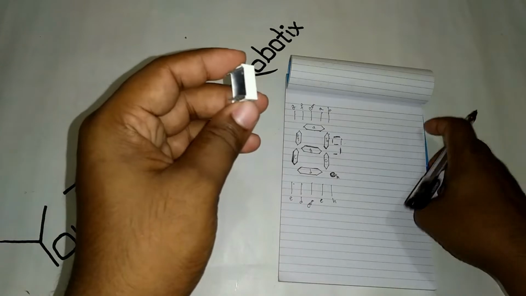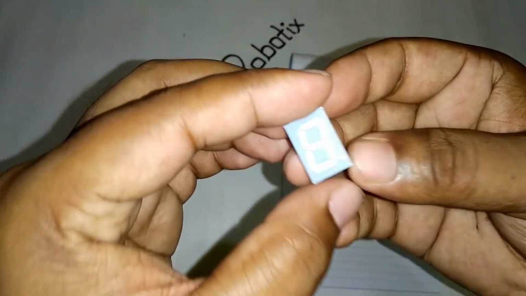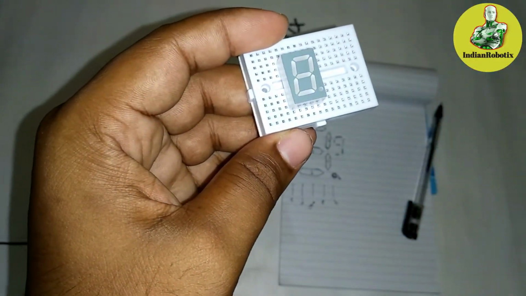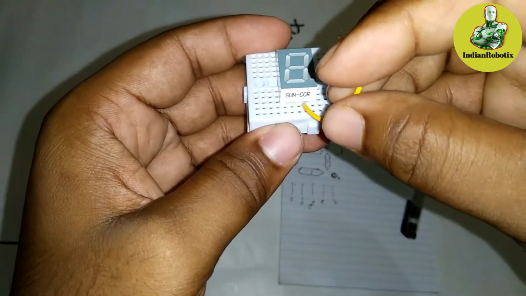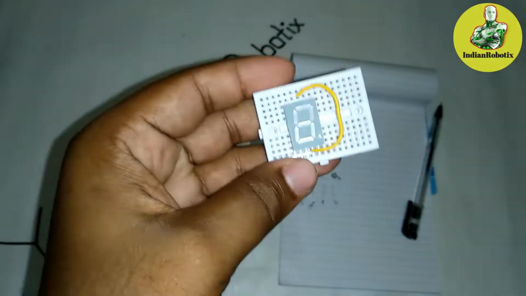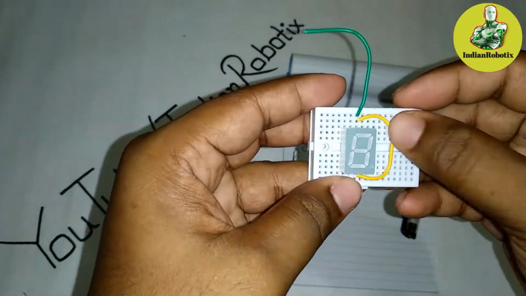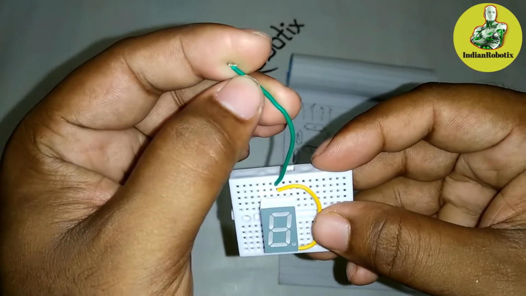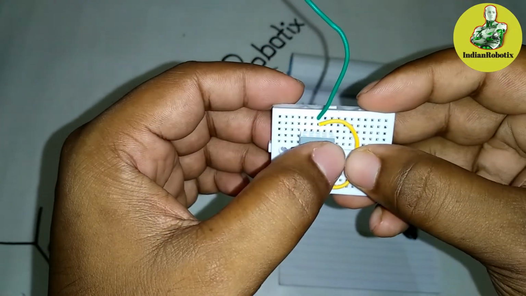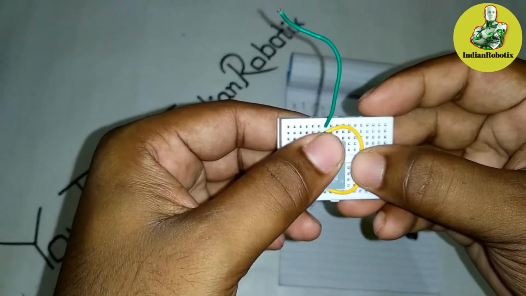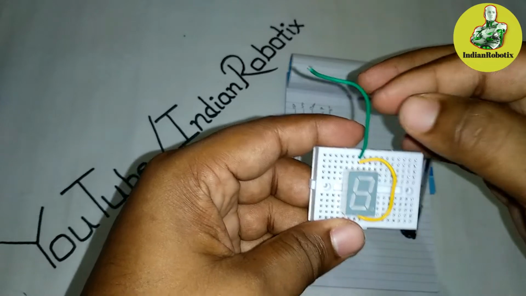Okay, let's check this on the breadboard. Firstly, short the common pins, meaning the middle pins, and take an output for the anode of these 8 LEDs. Okay, so this is our anode point.